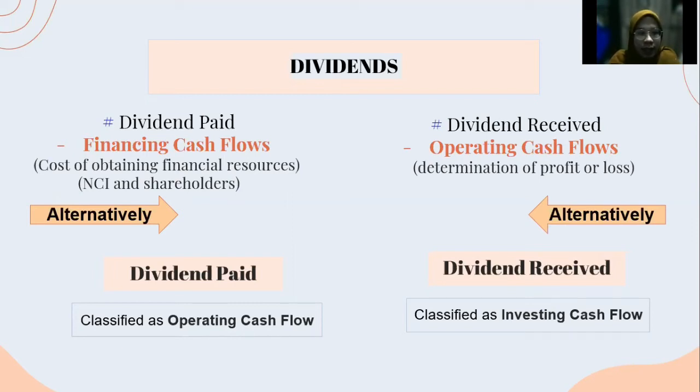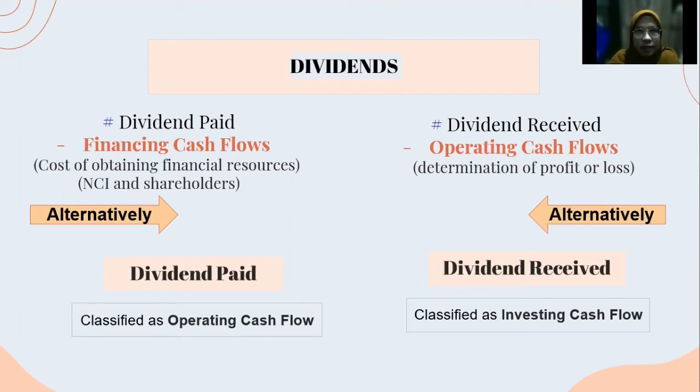For non-controlling interest, NCI, and shareholders, they involve an outflow of cash, which will also be disclosed as financing activities. But alternatively, it may be classified as operating cash flow in order to assist users to determine the ability of the entity to pay dividends out of operating cash flow. Dividends paid to the parent do not entail an outflow of cash for the group.